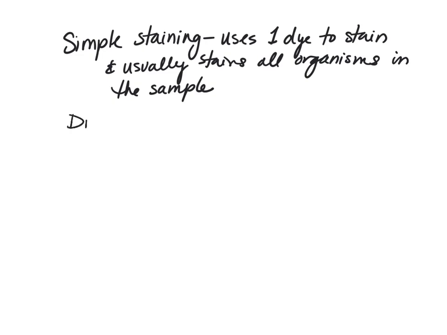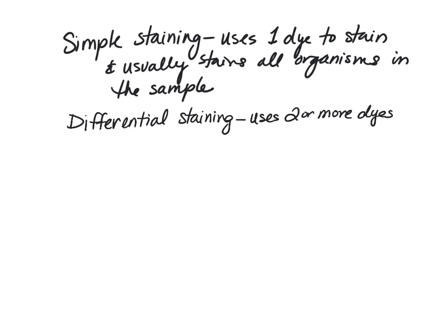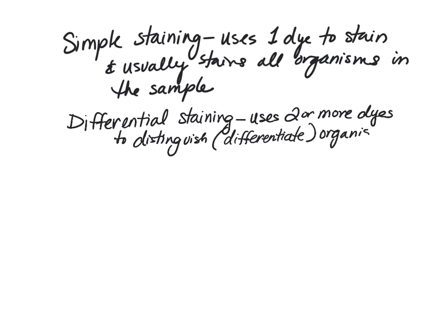Now, on the other hand, we could have differential staining. In differential staining, in this case, we're using two or more dyes. And so in this case, what we can do is differentiate different organisms, so distinguish them from each other. So this uses two or more dyes to distinguish or differentiate organisms from each other.